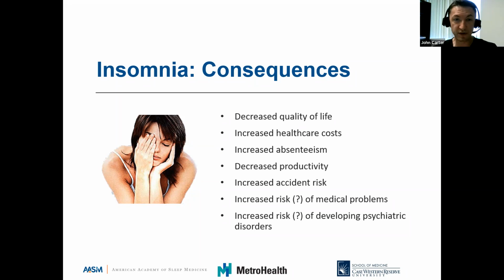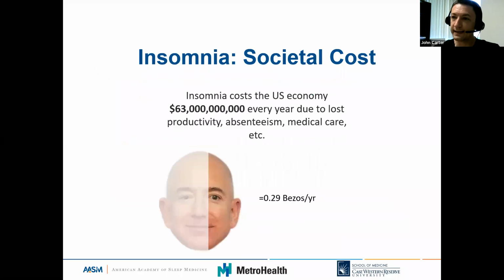Now, we have to be careful with the wording here. There are very clear associations between psychiatric symptoms and disorders and insomnia, and there are fairly clear associations between medical problems and insomnia. But again, determining the direction of causation is very difficult here. Very likely the direction of causation is bidirectional, right? The arrow points in both directions.